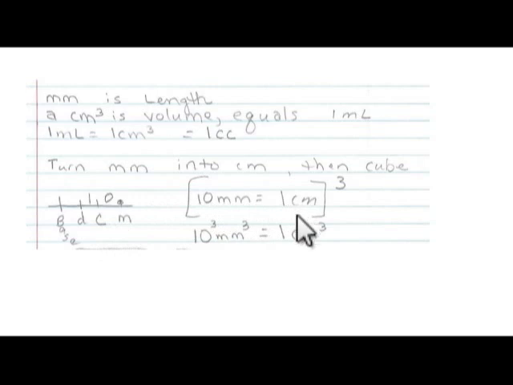Now, I want centimeter cubed and I want millimeter cubed. So if I cube one side, I have to cube the other one. So when you cube a 10, you get 1,000, or 10 cubed. When you cube the unit millimeter, you get a millimeter cubed. When you cube 1, you get 1. When you cube centimeter, you get centimeter cubed. So now I've got something that I can put into my toolbox that might help me out.